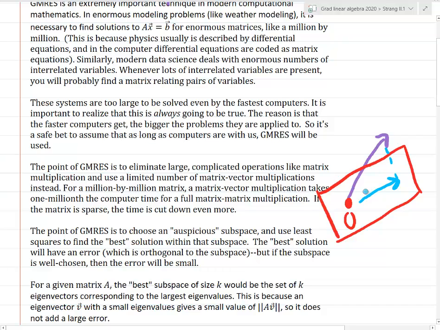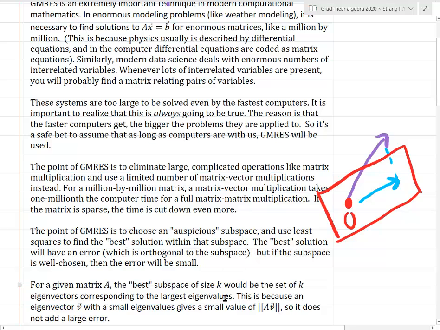Now, when you have lots and lots of dimensions, you probably can do better than this. I can only show 3 dimensions, so you don't see much. The blue doesn't look very close to the purple. But when you get more dimensions, you find that things get better this way, and you can cut down the number of dimensions tremendously. Okay, so for a given matrix A, the best subspace of size k would be the set of k eigenvectors corresponding to the largest eigenvalues.